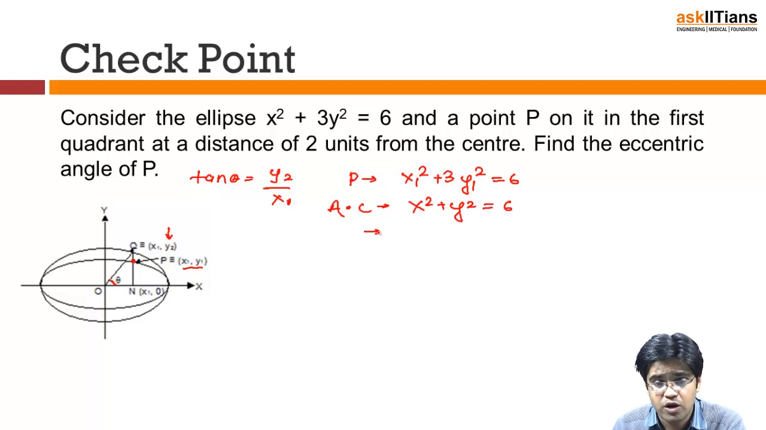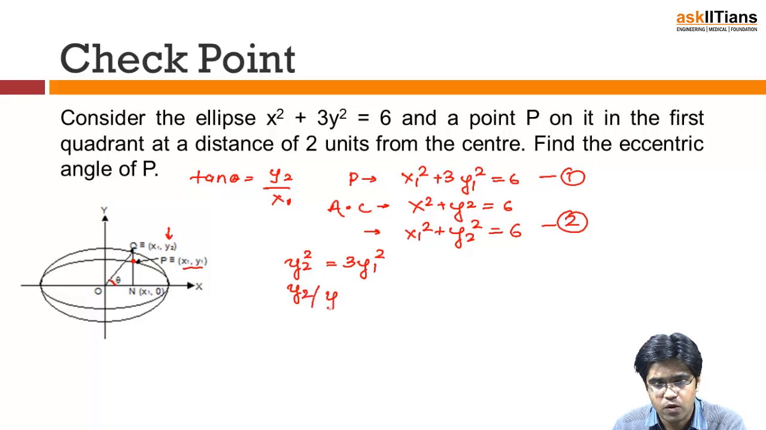Now point x1, y2 lies on this auxiliary circle. So x1 square plus y2 square is equals to 6. Let this be equation number 1 and let this be equation number 2. If we solve equation 1 and 2 simultaneously, I am going to get y2 square is equals to thrice of y1 square. That means y2 by y1 is actually equals to plus minus root 3. Let's say this be equation number 3.